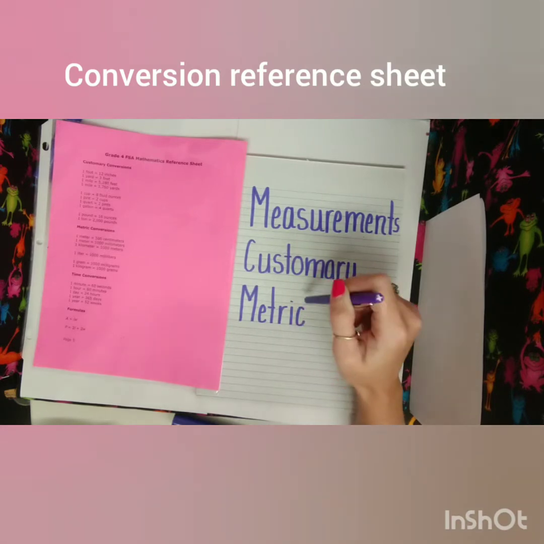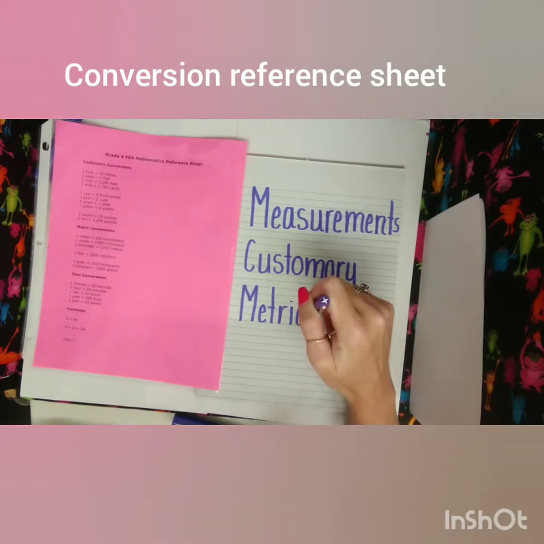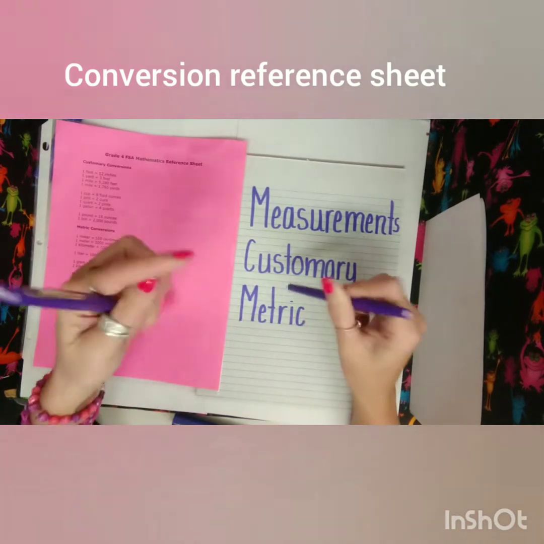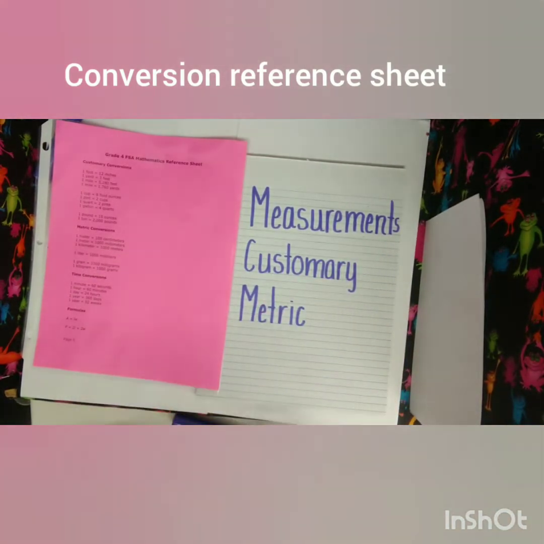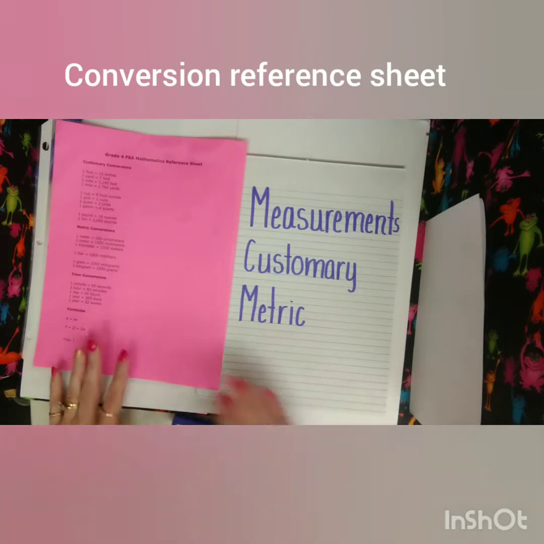Metric units are units of measurement that are used everywhere else in the world except in science. We definitely use metric in science so that we're all talking a common language. So I want to go over a couple of things.